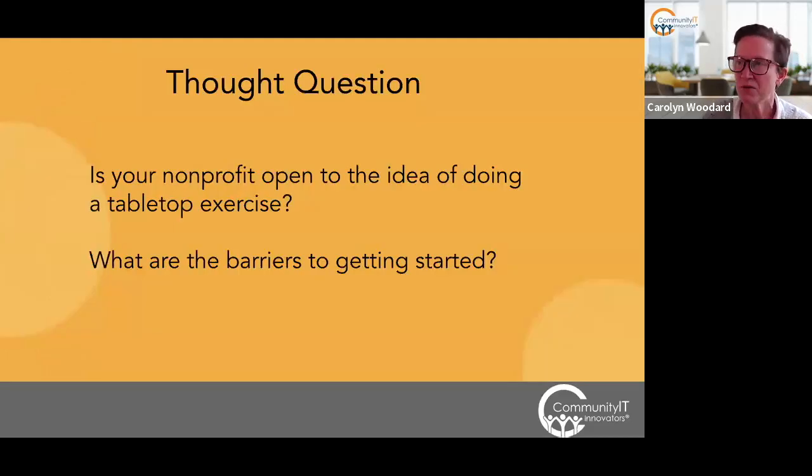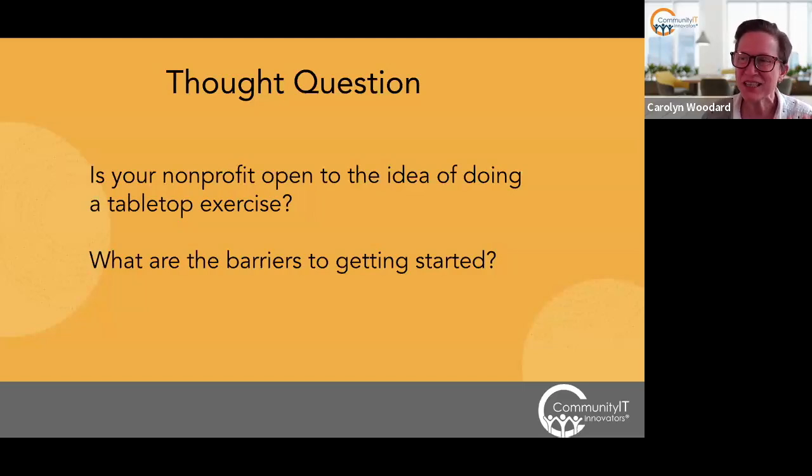So next we're going to do this thought question. If you could put in the chat your answer to this: is your nonprofit open to the idea of doing a tabletop exercise? I know we had several of you in the previous poll who say you haven't done one yet. So we just want to take a little temperature of, is that because people are not open to it, or you haven't found the time, or you don't know how? So hopefully this webinar will help you with that.